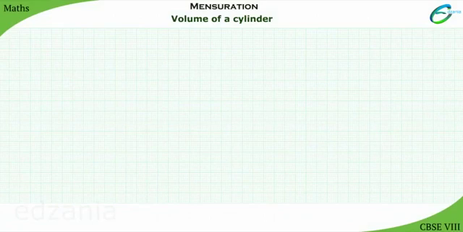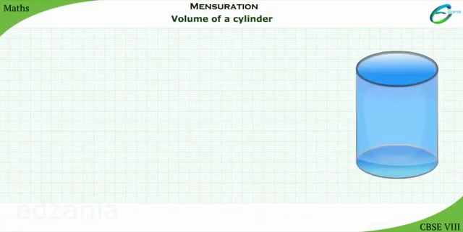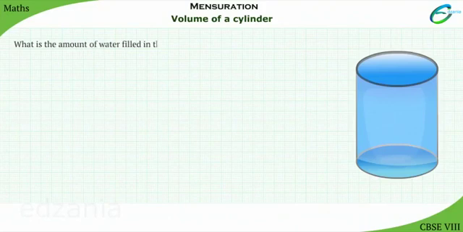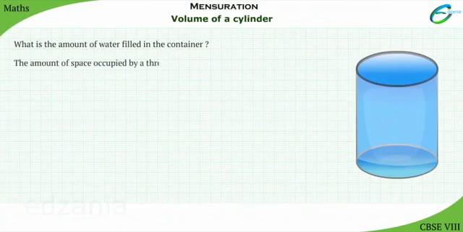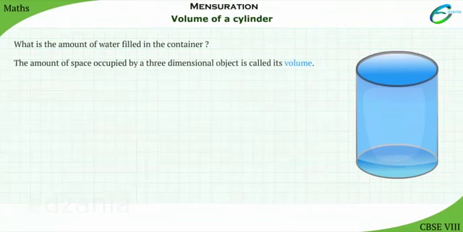Volume of a cylinder. Look at this container filled with water. What is the amount of water filled in this container? Recall that the amount of space occupied by a three-dimensional object is called its volume. As the container is a cylindrical shape, we need to find the volume of the container to find the amount of water filled in this cylindrical container.